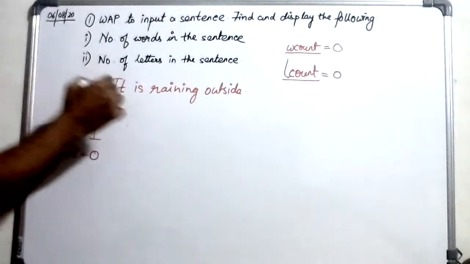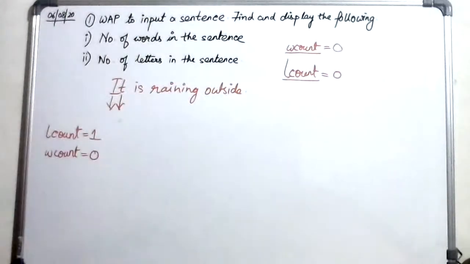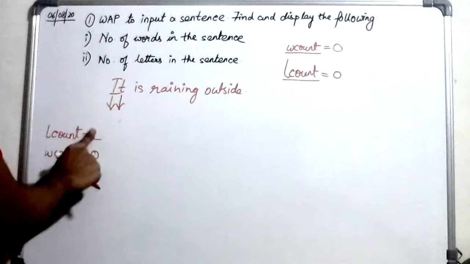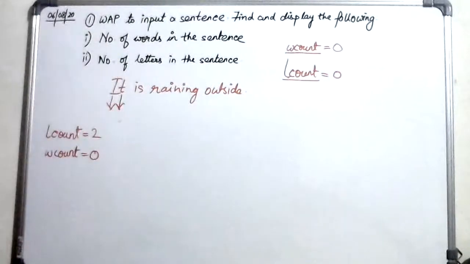Now we move on and extract the second character in the sentence. Again, we check whether it is a blank space. We find that it is not a blank space, but a character, therefore we increase the L count by 1. So 1 now becomes 2. And W count remains 0 because we have not found a complete word.